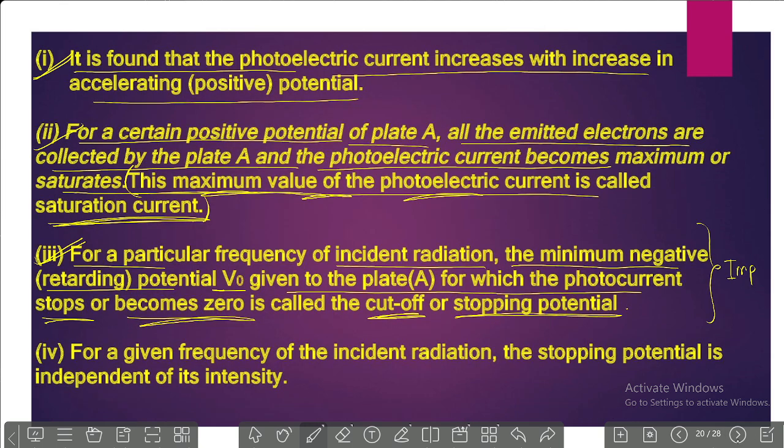Now next, for a given frequency, listen all of you. Fourth point: for a given frequency of incident radiation, the stopping potential is independent of intensity. I told you, stopping potential does not depend on intensity. It will depend on frequency. In the next graph we'll see.